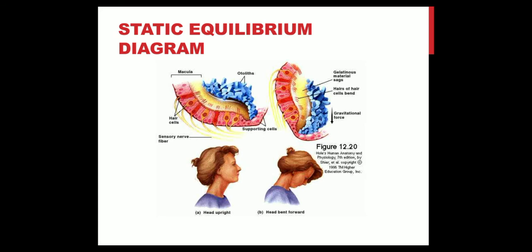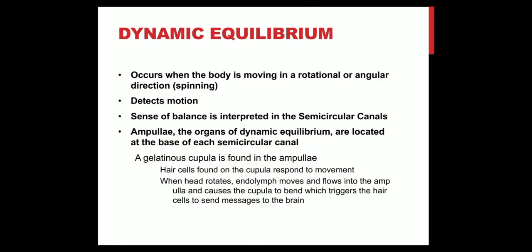Okay, now let's move on. Now let's see about the dynamic equilibrium. Dynamic means motion. It occurs when the body is moving in a rotational or angular direction, that is, spinning. It detects motion. The sense of balance is interpreted in the semicircular canals.